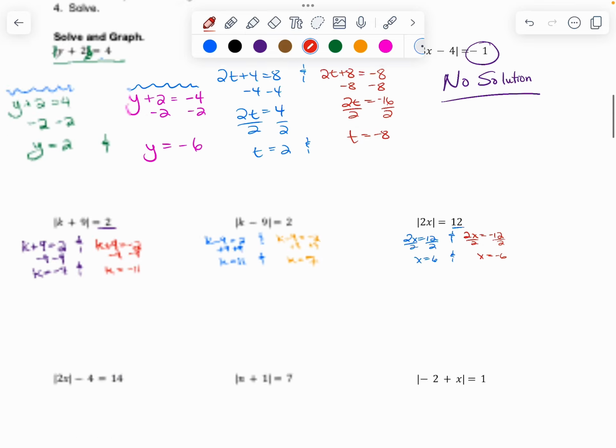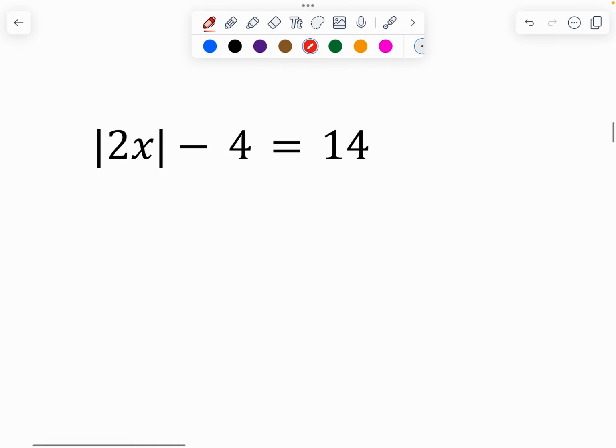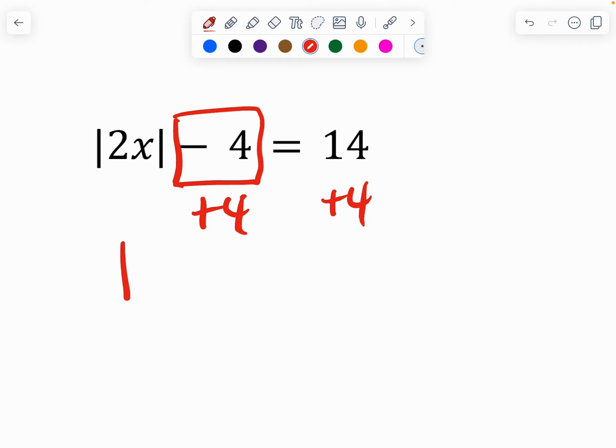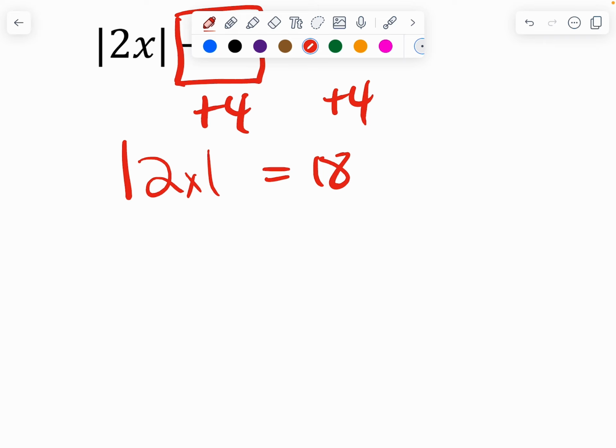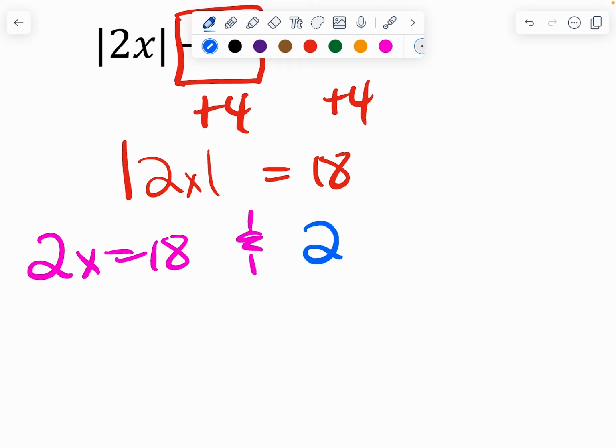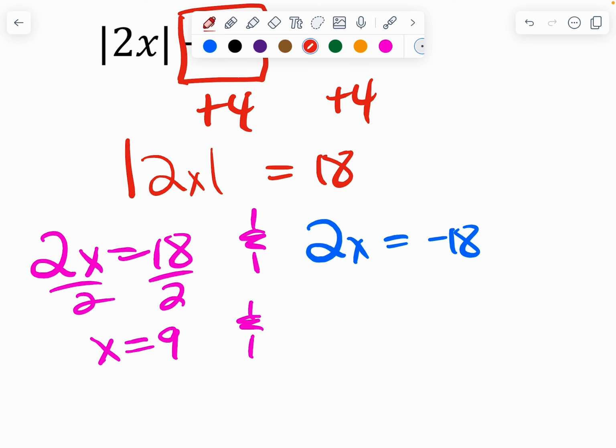Okay, so now we're going to add more things to it. So right now, if you look at this problem, it has addition or subtraction on the outside of the set of absolute value bars. We need to undo that before we can do anything else. So first things first, I have to add 4 to both sides. I get the absolute value of 2x equals 18. Okay, is 18 positive? It is, so I'm going to make 2 equations. 2x equals 18 and 2x equals negative 18. Divide by 2, x equals 9, and divide by 2, x equals negative 9.